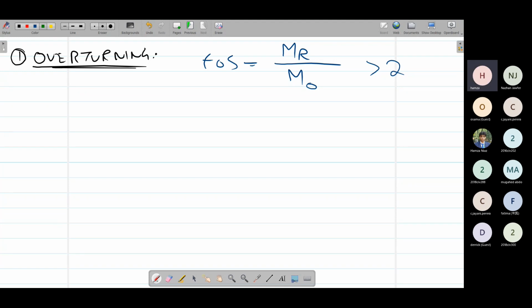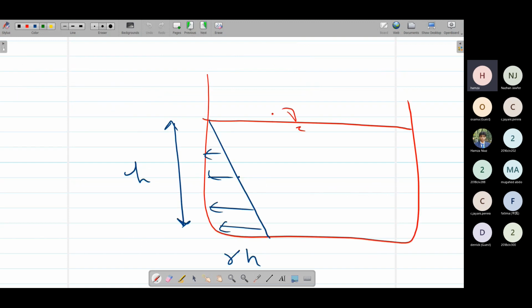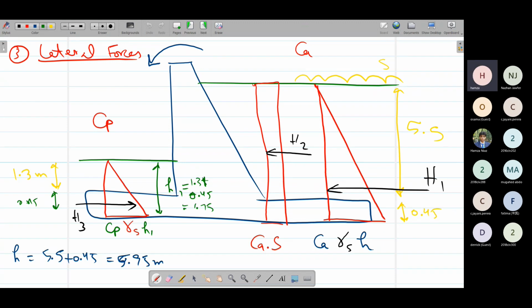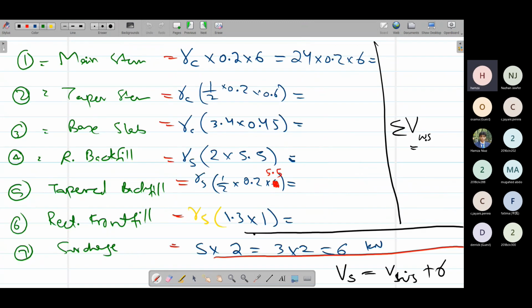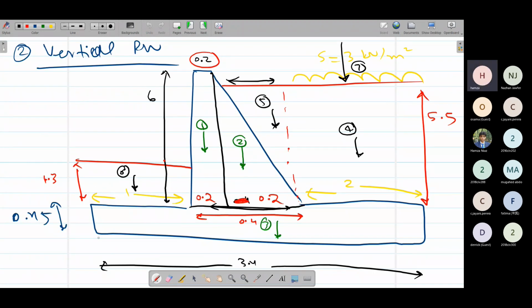So first of all we have this restoring moment. For restoring forces, all the vertical forces we calculated before, we are going to use all these. Now for the restoring moments, we just have to multiply the value of each force with its moment arm. The moment arm we can calculate from this figure.